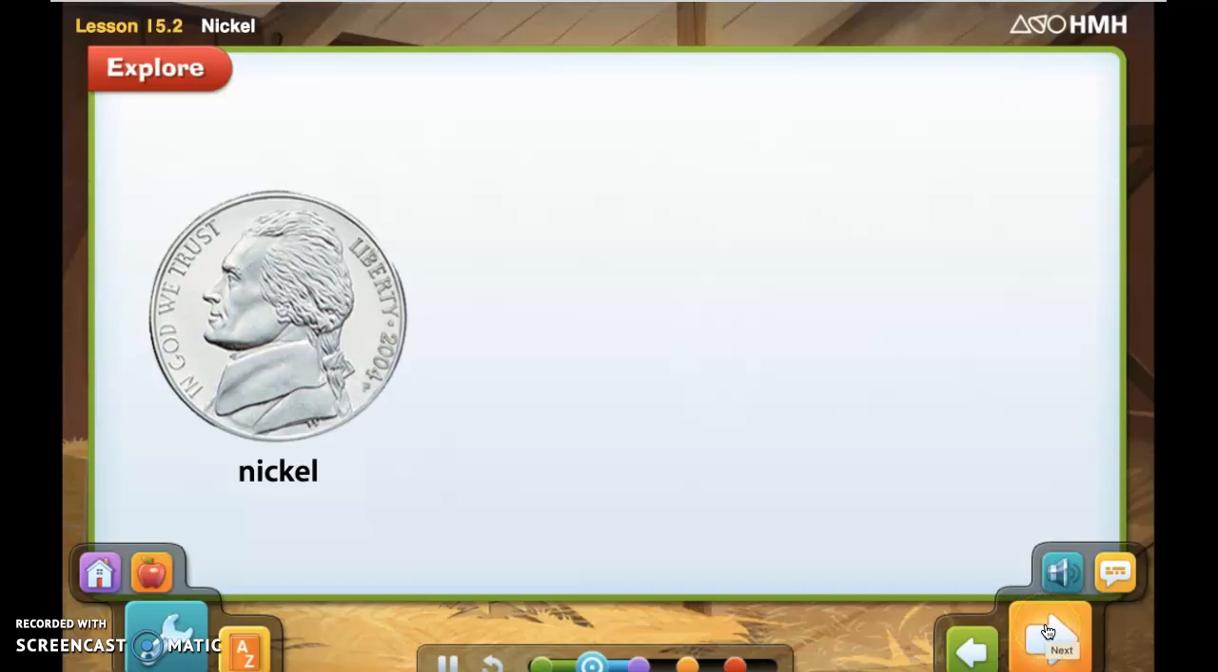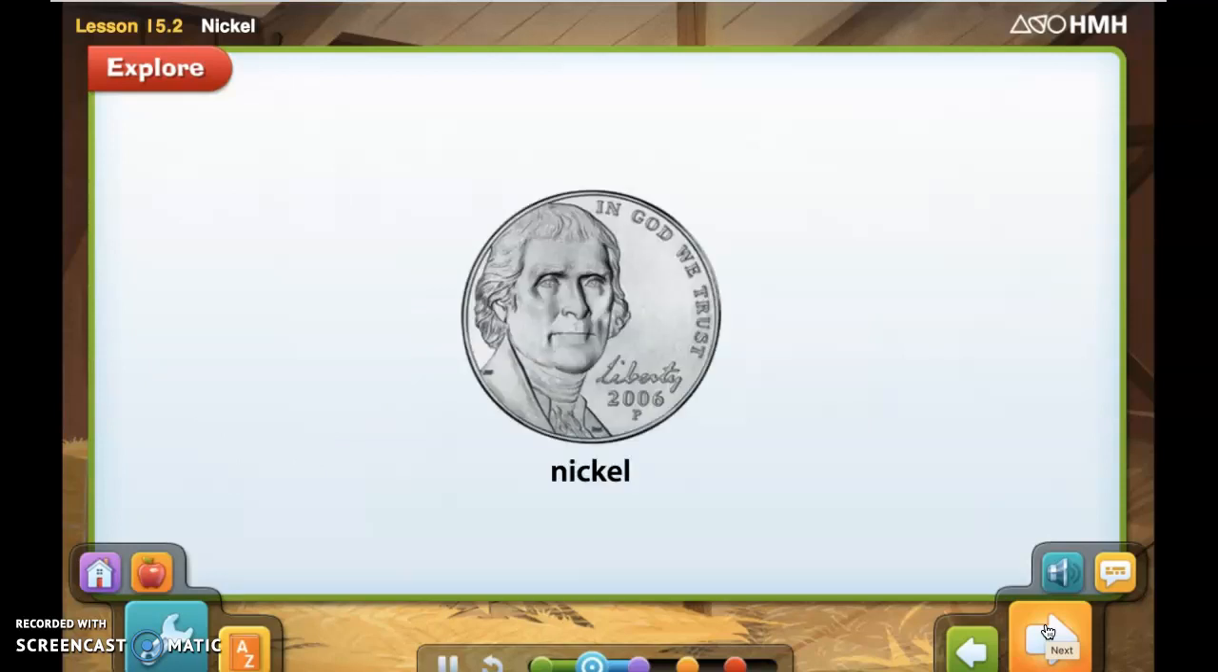A nickel's color is silver or gray. It has a picture of Thomas Jefferson on one side. He was president a long time ago. Newer nickels have a different picture of Thomas Jefferson.